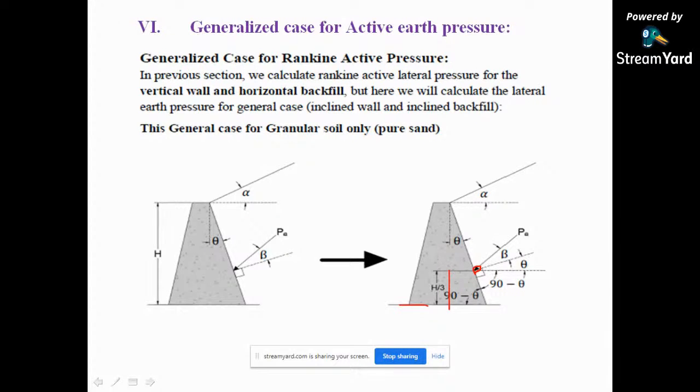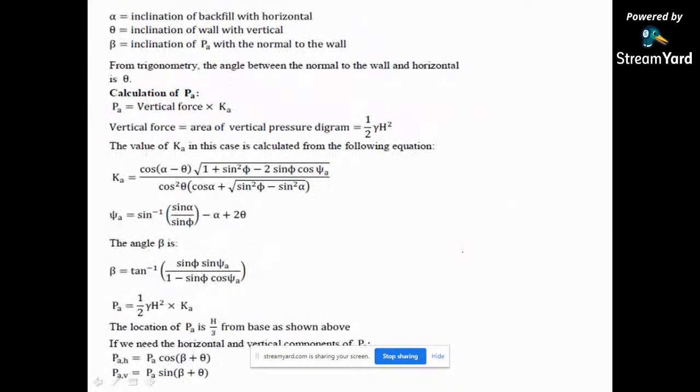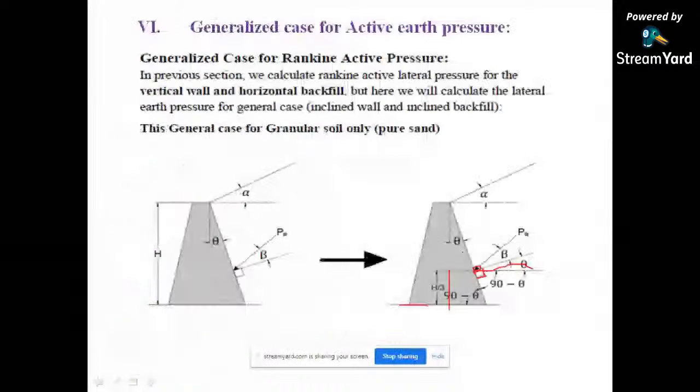Now, we have considered that it is a right angle where PA is acting, but when you draw a horizontal line, what will happen? This is theta, and if you take the corresponding angle, this will become theta. So this angle will become 90 minus theta and beta will remain as it is. Then what are alpha, beta, theta? Alpha is the inclination of the backfill with the horizontal.